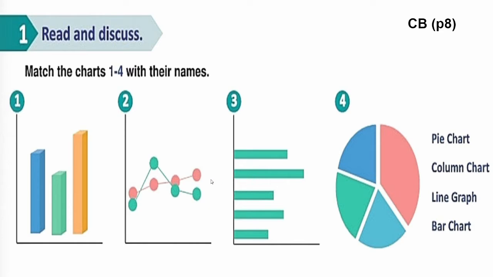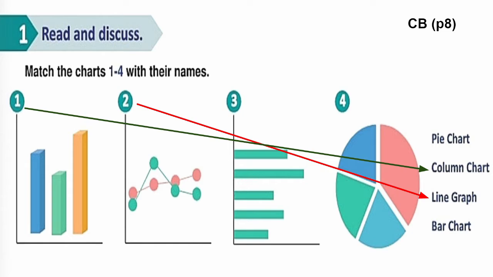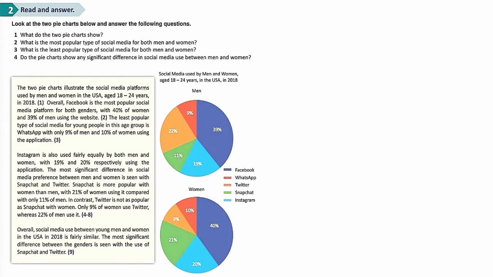So let's check. Number 1 is column chart, number 2 is line graph, number 3 is a bar chart, and finally number 4 is a pie chart. Good. Let's move on to activity number 2.